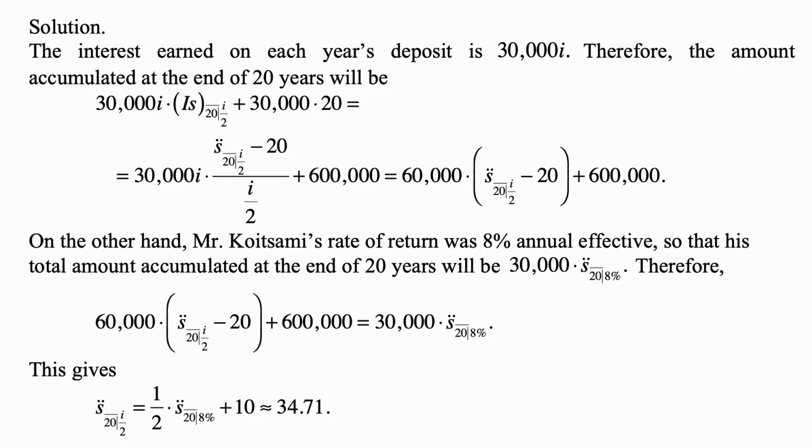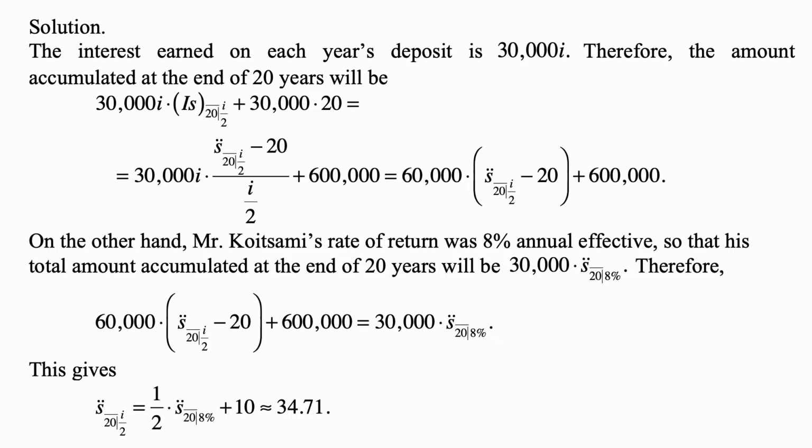And here's the solution. So the interest earned on each year's deposit is 30,000 times I. Therefore, the amount accumulated at the end of 20 years will be 30,000 times I, accumulated as an increasing annuity over 20 years at the interest rate of I over 2, because there are consecutive deposits of 30,000 and they're all earning interest, so the amount of interest that is taken to the other account increases every year, but by 30,000 times I. Plus, the deposits themselves will remain because his interest is taken out, and the deposits will be 30,000 over 20 years. And remember, no reinvestment of anything in the first account because all interest from it is taken out and put in the second account.